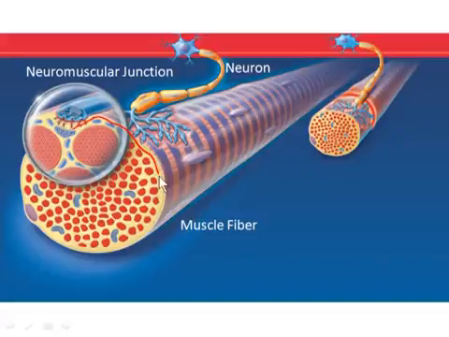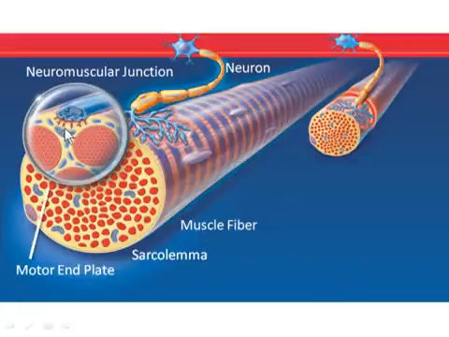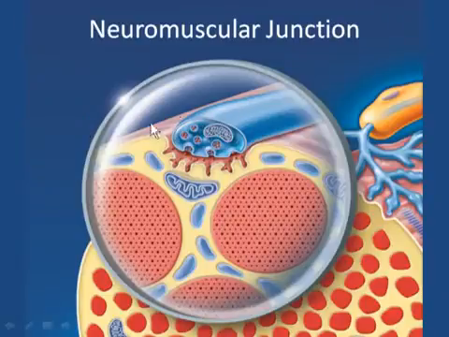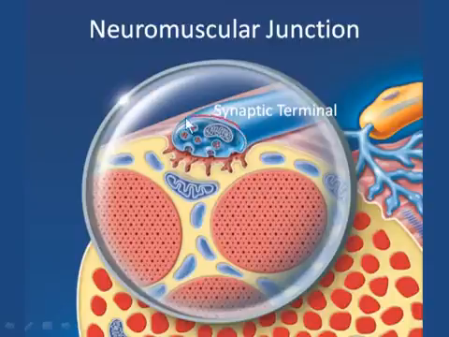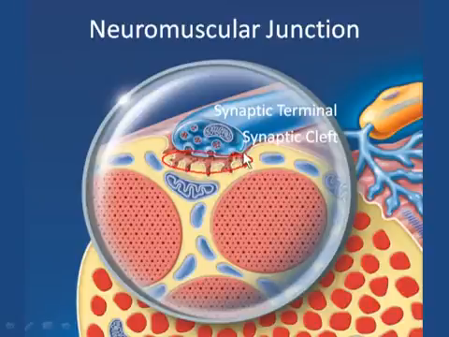The membrane surrounding the muscle fiber is called the sarcolemma. The portion of the sarcolemma just under the motor neuron is called the motor end plate. The neuromuscular junction is an example of a synapse, and two of its main structures are derived from that word. First, the enlarged end of the motor neuron is called the synaptic terminal. And second, the space between the synaptic terminal and the motor end plate is called the synaptic cleft.